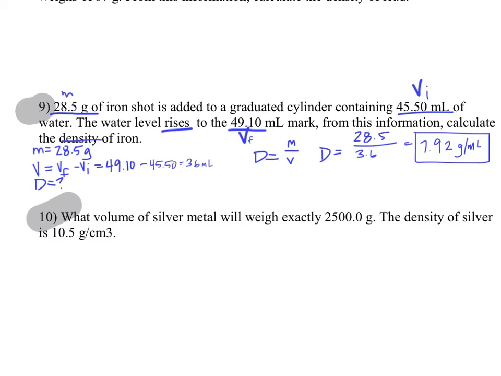Okay, let's try another one. It says, what volume of silver metal will weigh exactly 2,500 grams? The density of silver is 10.5 grams per cubic centimeter. Okay, so I want to solve for volume. So volume is unknown. It says it weighs exactly 2,500 grams. So anytime it says something about weight, that's referring to mass, which is M. So 2,500 is M.